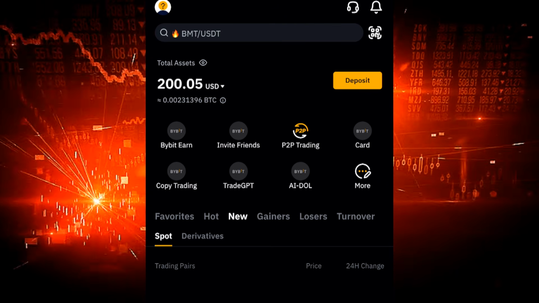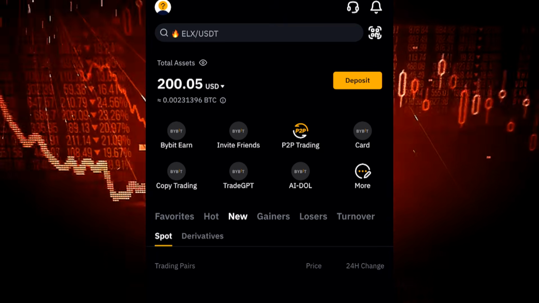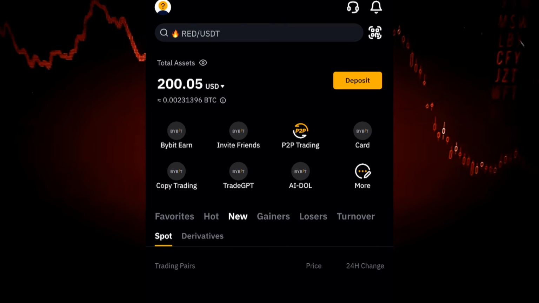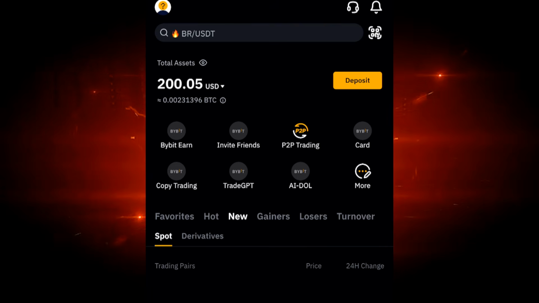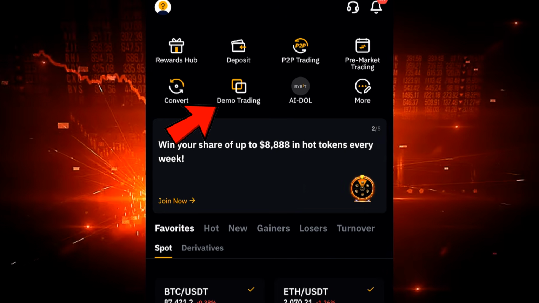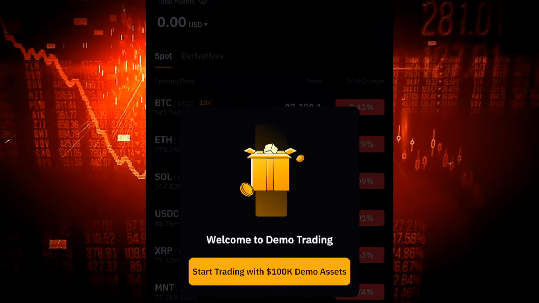This is my own Bybit account, and the reason why I'm saying this is because Bybit gives out free funds. This is just like demo funds that you and I can use to practice our trades. So click on this one that is called demo trading. Once you click on demo trading, it loads you directly to this page, right? And you will see it here.